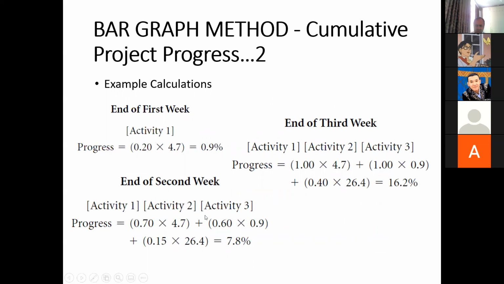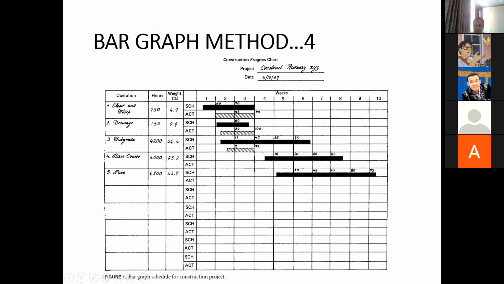But at the end of the second week, it is 0.7 times 4.7 plus 0.6 times 0.9 plus 0.15 times 26.4, and this has come from activity 1, activity 2, and activity 3. The overall progress is 7.8%. So we can also see it from here. If you see the picture at the end of the second week, that means over here. Can you see my cursor? This cursor over here, at the end of this line.